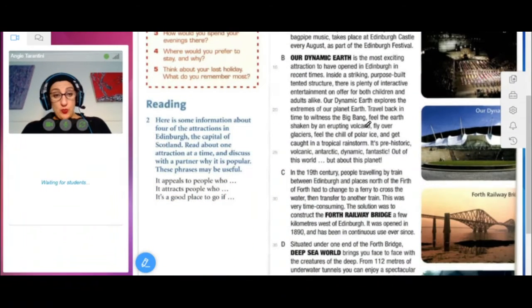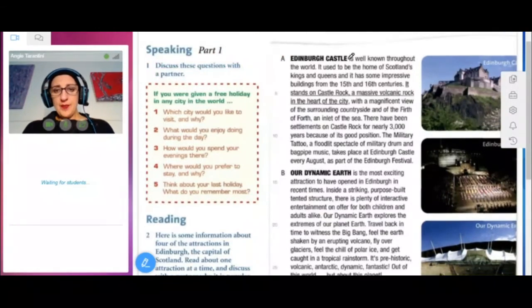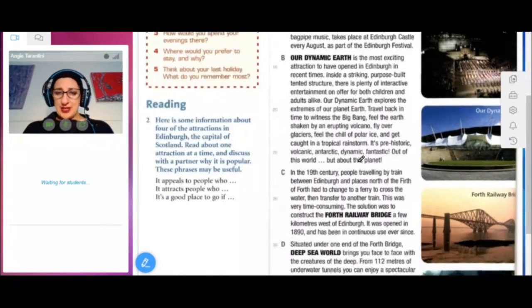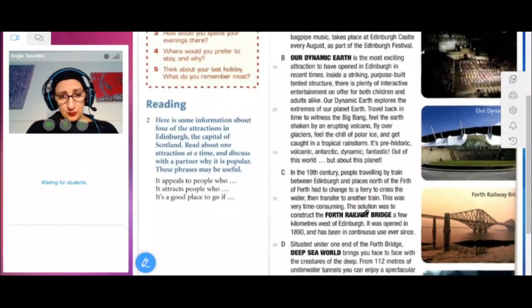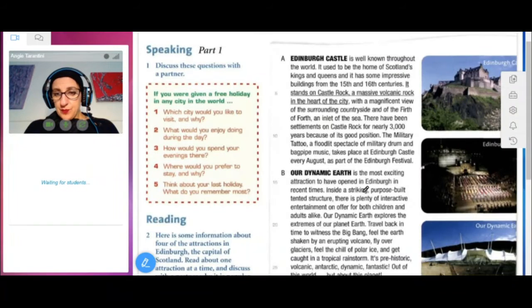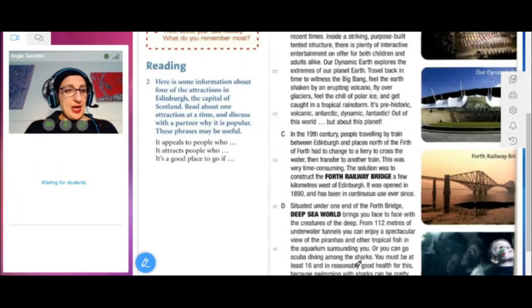So let's move on to the reading. Here is a reading passage, quite similar to one of those that you can find in the general training module for the IELTS test, during your IELTS test. So take 5 minutes to read the text, and then here is some information about the 4 attractions, as we said. Read about one attraction at a time, and then with a partner or with yourself, recording yourself, that would be a good idea so that you can then listen to your own recording later.